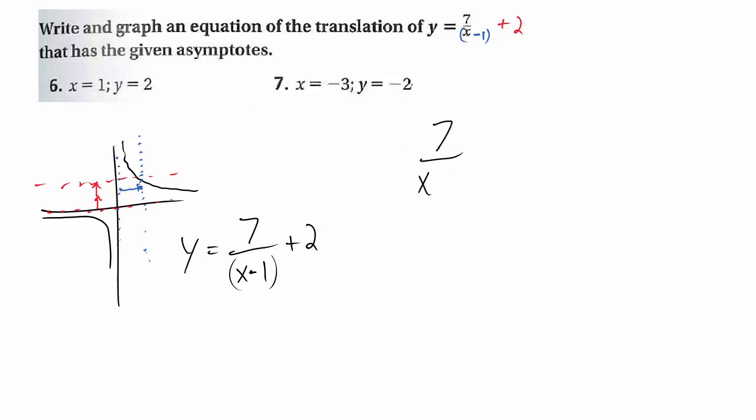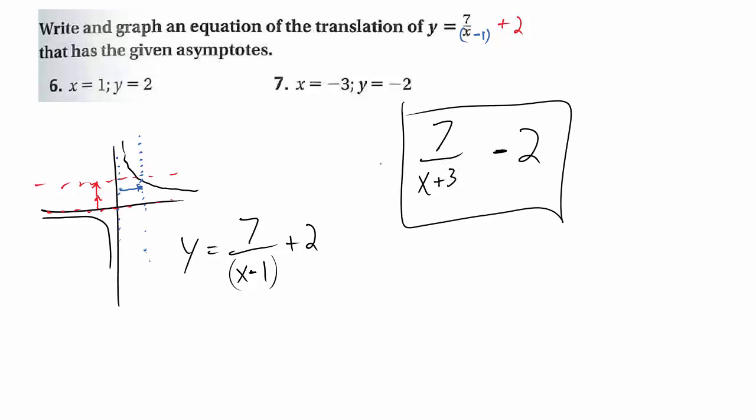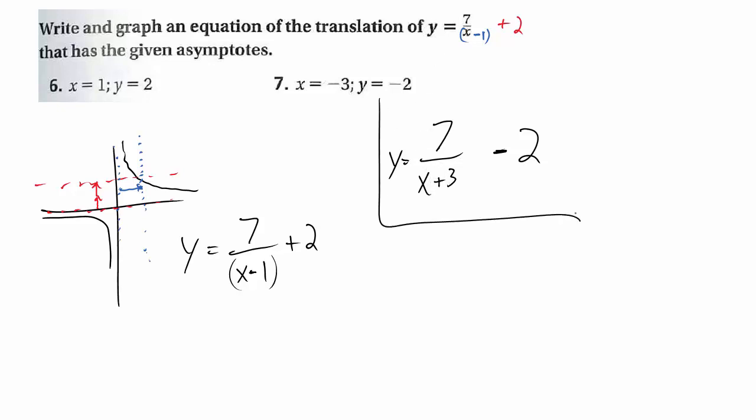So I'm actually going to do the vertical shift first. If shifting it up 2 would give you this asymptote, then obviously shifting it down 2 would give you this asymptote. And here we have vertical asymptotes. Well, if you did -1 to shift it to the right by 1, then you must do +3 to shift it to the left by 3. And you can confirm these by graphing. And I can write this in function notation too if I wanted to. I could write f of x, but since they did y equals, I'm writing y equals. But these are your answers for 6 and 7.